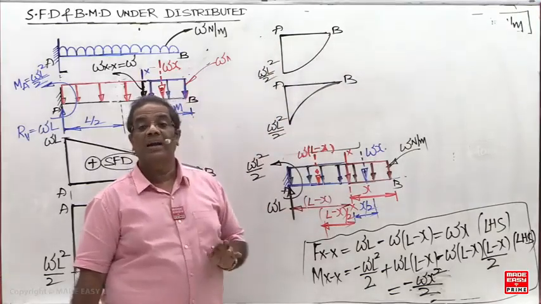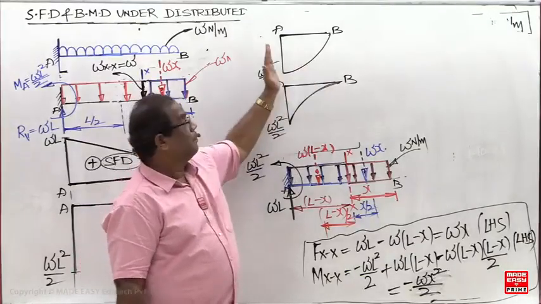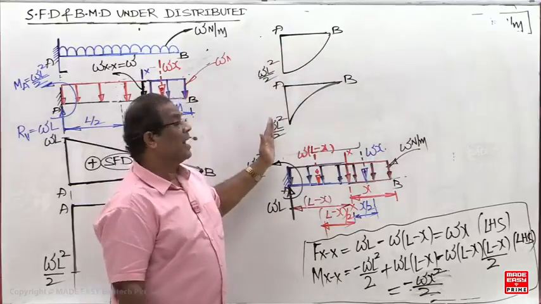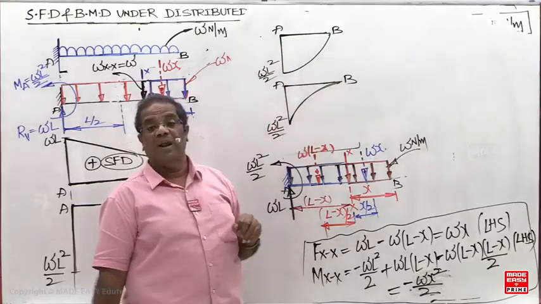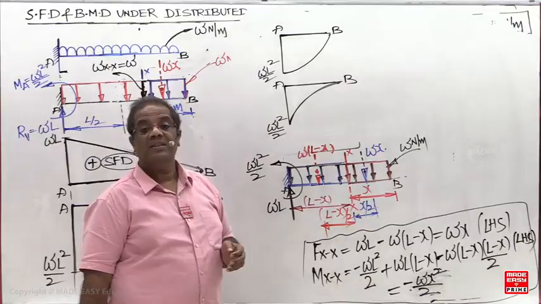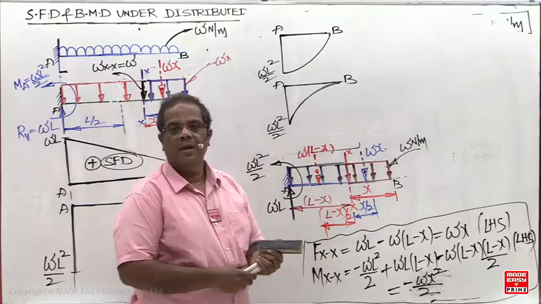Sir, I am unable to identify increasing or decreasing. Then what? This will be a parabola with an increasing slope from left to right, and that is a parabola with a decreasing slope from left to right. But some students are unable to identify it. If you are unable to identify, what do you do?